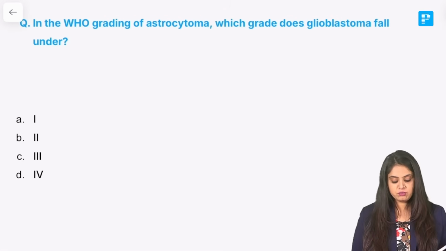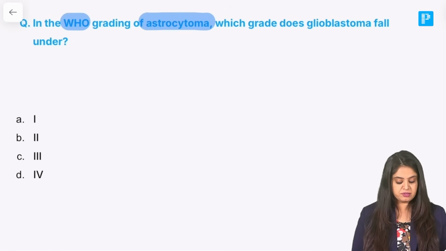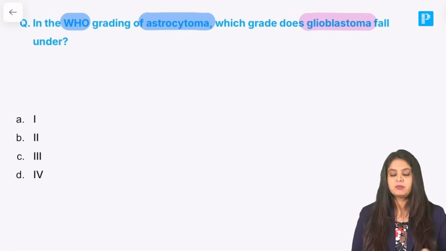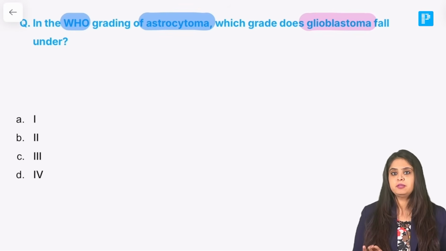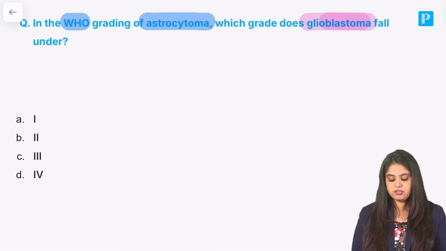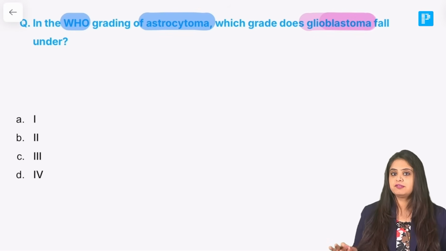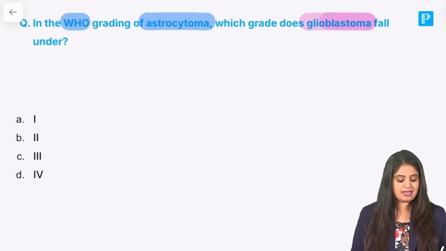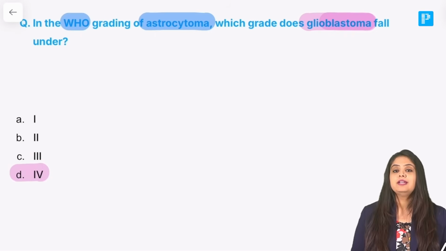Moving on to the next one is that in the WHO grading of astrocytoma, so we've come to brain tumors, they've asked you where does glioblastoma fall? Now I've given you a very simple trick for learning this. Any blastoma tumor asked in the brain, glioblastoma, medulloblastoma, pinealoblastoma, is a bomb blast in the brain, which means it's going to be really bad, and the worst grade that you can think of is grade 4.